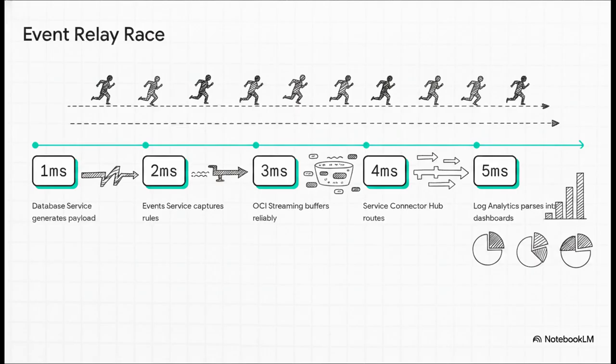But here's the really clever part. Instead of launching it straight to the dashboard, it passes the baton to OCI streaming. This acts as a reliable buffer, which means if there's a hiccup anywhere downstream, you are never going to lose your audit data. From there, the Service Connector Hub automatically grabs that buffered data and routes it straight into OCI Log Analytics, which parses it out and feeds our dashboards. Honestly, it's just a beautiful, seamless, serverless flow.